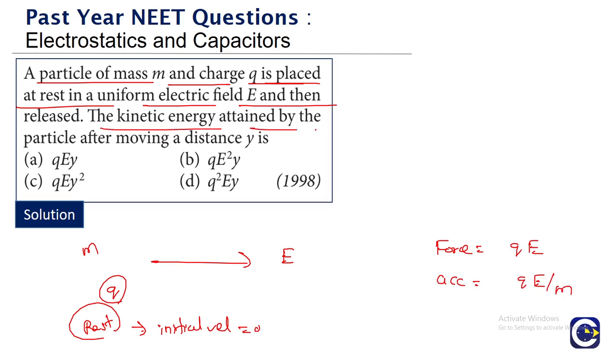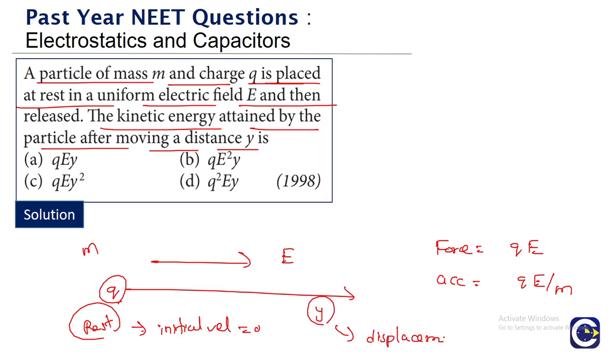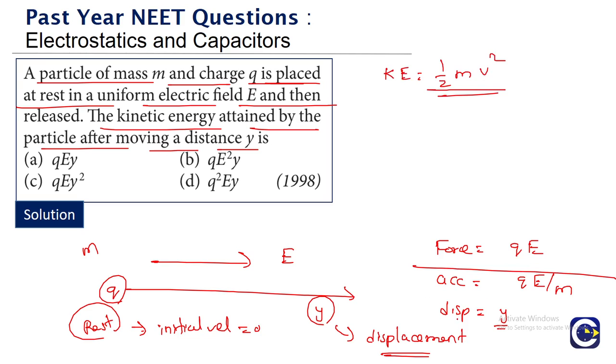They are asking for the kinetic energy attained by the particle after moving a distance y. Since it is motion along a straight line, we can take it as displacement y. The kinetic energy is half m v square, where v is the final velocity. We have acceleration, displacement and initial velocity. For the final velocity, v square is equal to u square plus 2as. That is the formula.